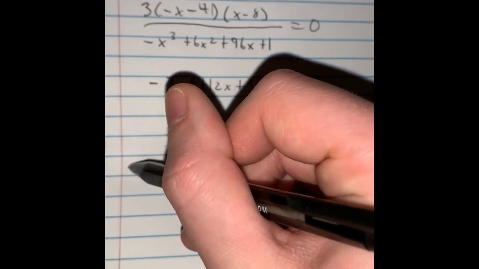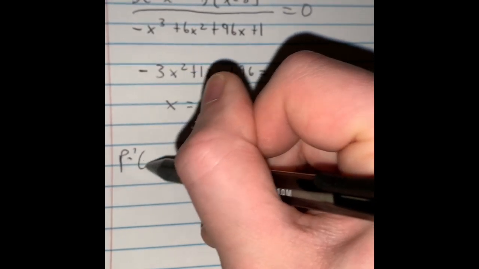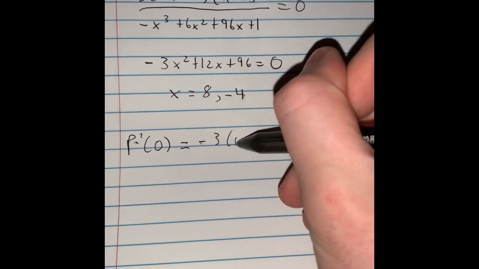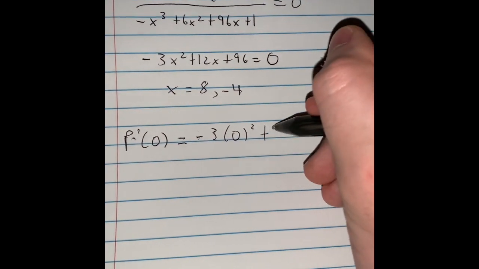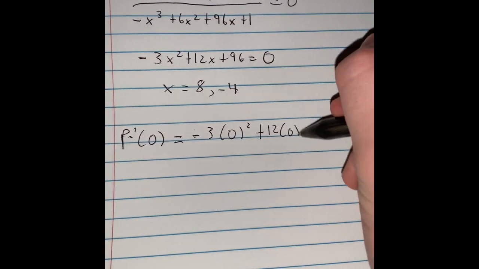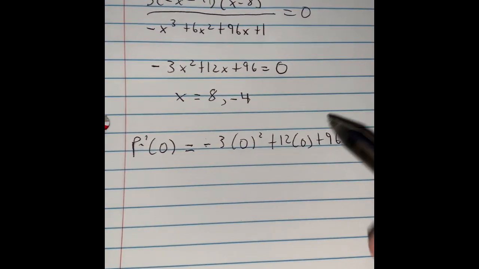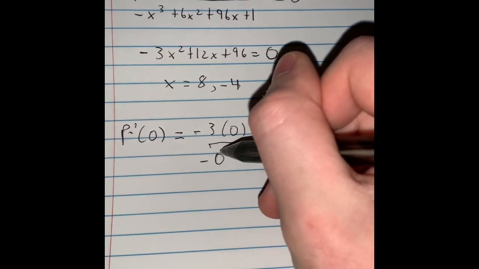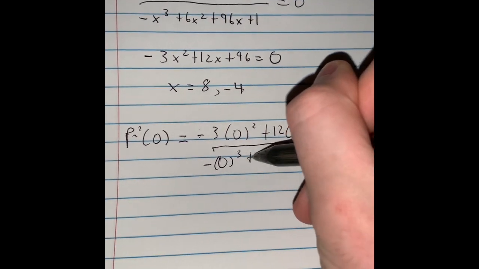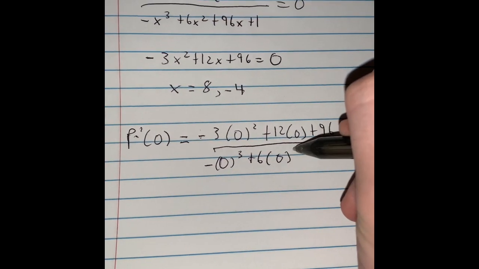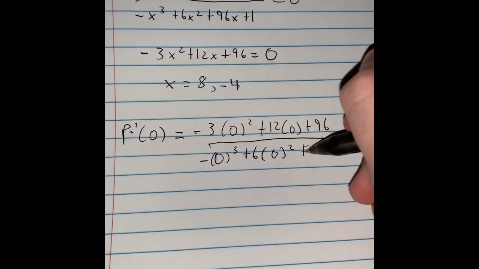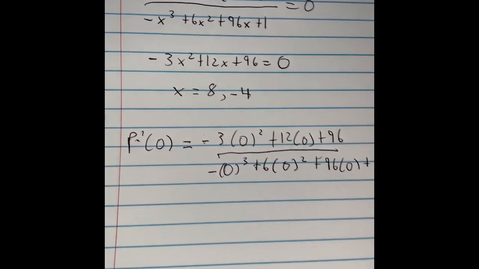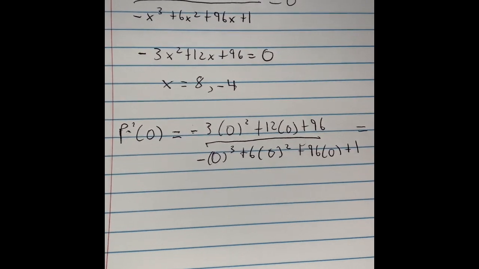our first equation, p prime of 0 equals negative 3 times 0 squared plus 12 times 0 plus 96 over negative 0 cubed plus 6 times 0 squared plus 96 times 0 plus 1. And that is going to give us 96.